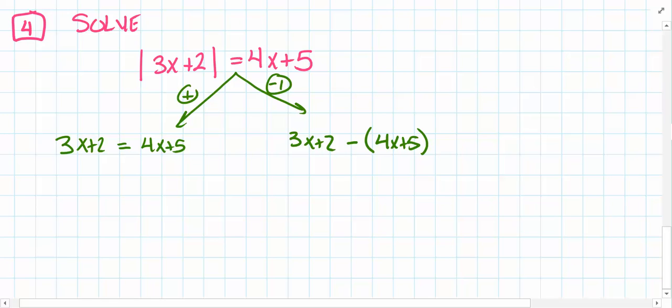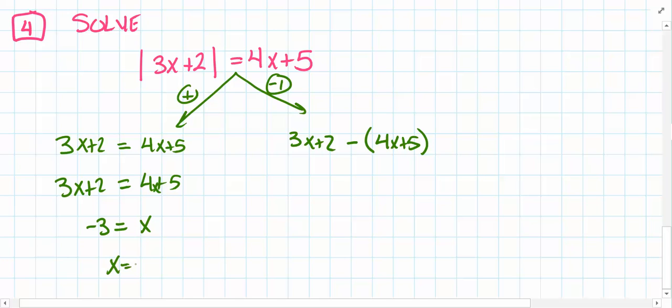So let's solve the left-hand side. I'm getting 3x plus 2 equals a 4x plus 5. Okay, what should I do? Looks like negative 3 is equal to x. Do you guys get that? Yeah. Oh, sweet. So x is just negative 3.